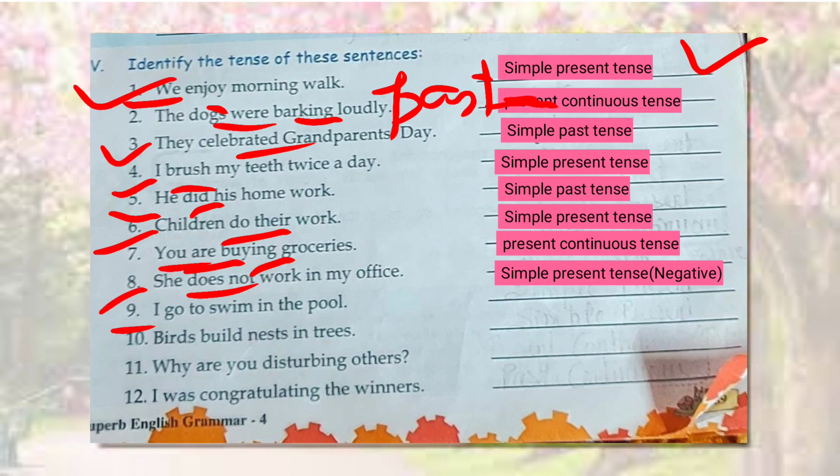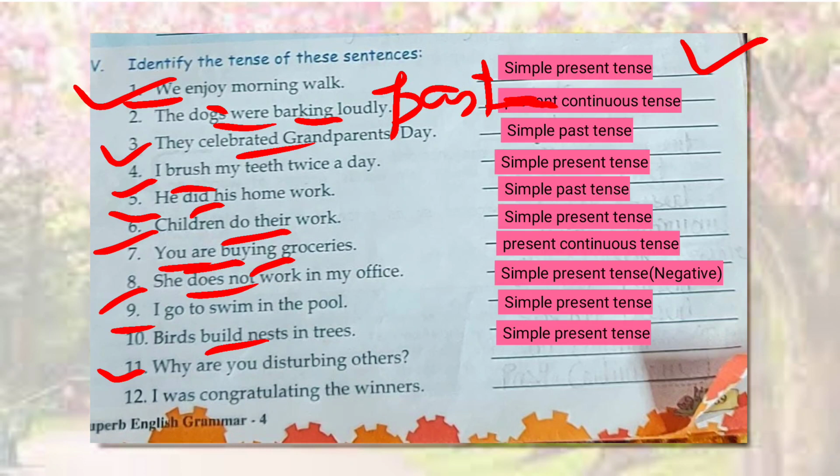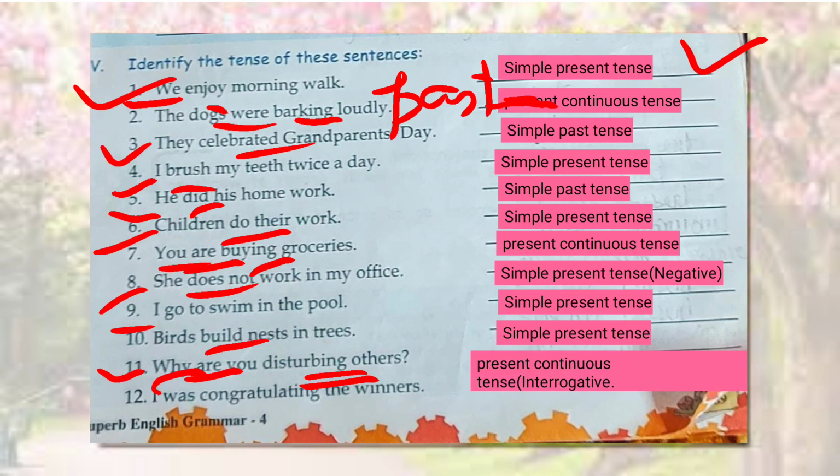The next is I go to swim in the pool. So with I, the first form of the verb had been given, so it is an example of simple present tense. Birds build nests in trees. Birds build, again the first form of the verb had been given, it's simple present tense. All right. The next one is why are you disturbing others? R is given here and the ing form is added here and why is given here, so it's an example of an interrogative sentence because it's a WH type of sentence and r is given, so it's an example of present continuous tense, that is interrogative sentence.